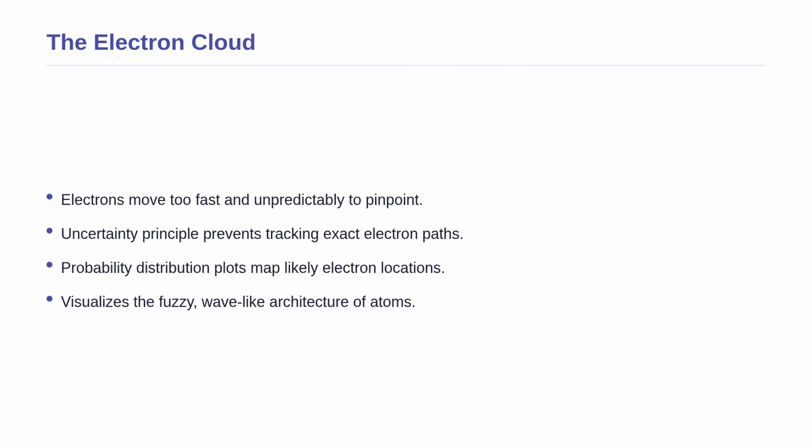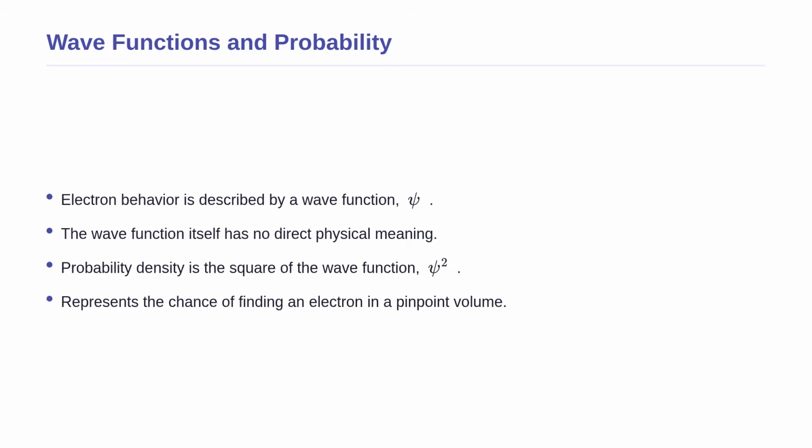In atoms, electrons behave in a very similar way. Because of their wave-like nature and the uncertainty principle, we can never pinpoint an electron's exact location. Instead, we use probability distribution plots to map out the regions in space where an electron is most likely to be found. Building on that swarm analogy, we need a mathematical way to describe this behavior.